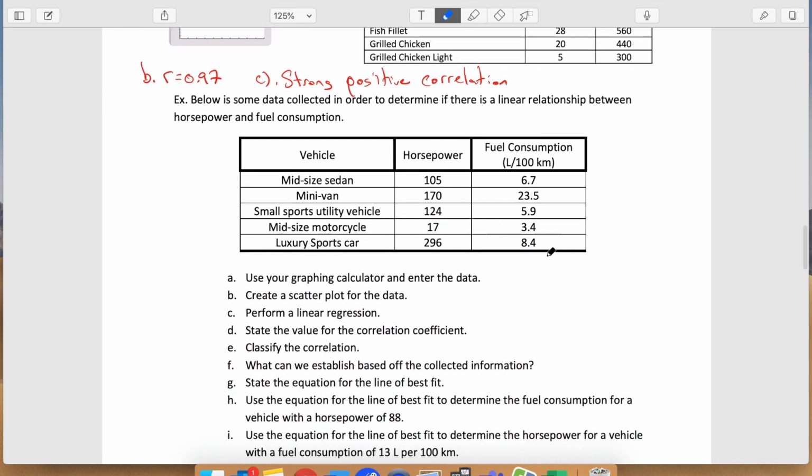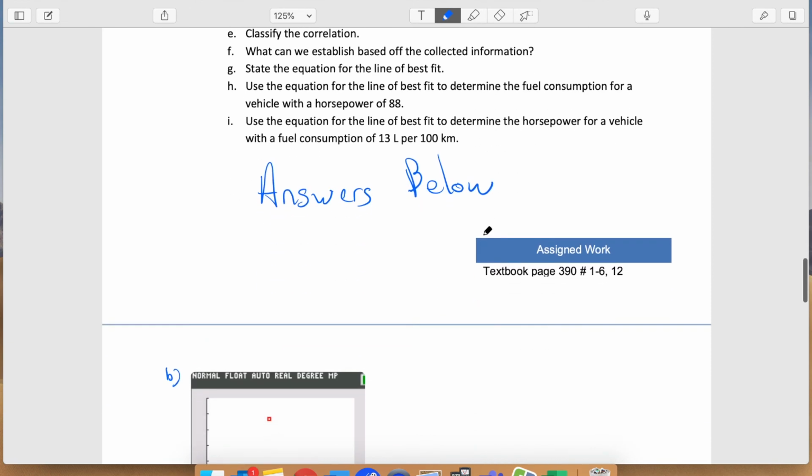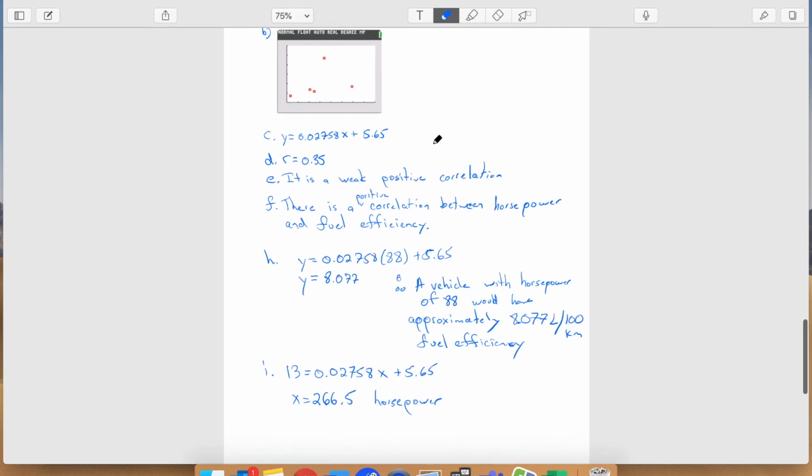What I'd like you to do is take a few minutes and use this one. This one's looking at the amount of horsepower, which is a measure of how much power a car or vehicle has, versus its fuel consumption. What I'd like you to do is similar to what we did. You're going to use your graphing calculator, create a scatter plot, do the linear regression, and answer these questions here. Then you're going to go further and use the equation of the line of best fit to estimate a couple of things. See if you can get that, and all of the answers are below. If you look online, you'll find them here, and I'll just put this up. If you wanted to, you could just pause right now and see it.